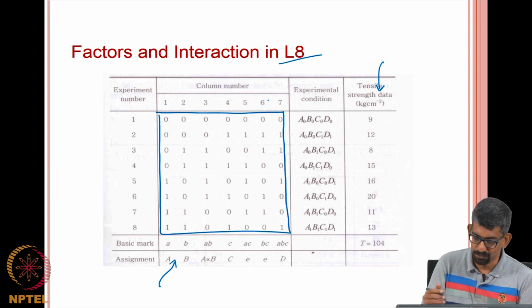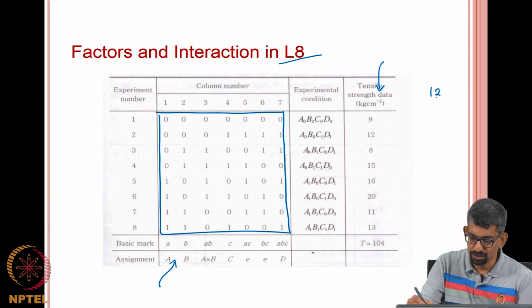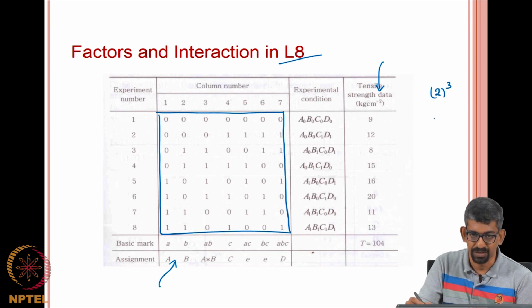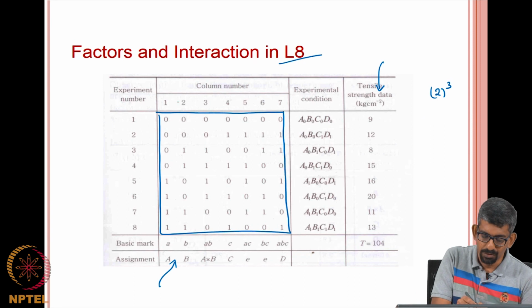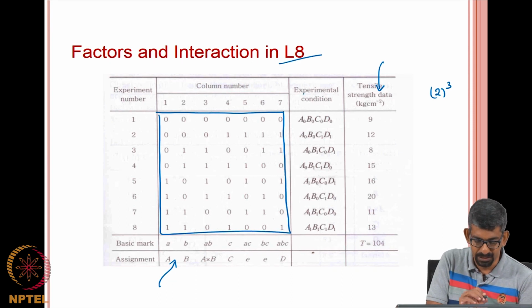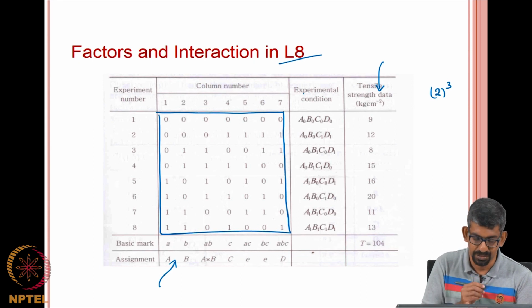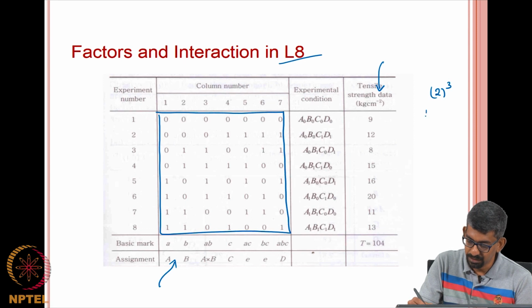So, there are 2 things. One is, even if it is a 2 raised to 3, meaning 2 levels 3 factors, just A, B, C, how will you assign A, B, C to this? Can I just assign A, B, C, AB, AC, BC and ABC? Is it like that, or is there some other way of doing it? Actually, there are specific focused ways of looking at it. Those are called the linear graphs or triangular tables.